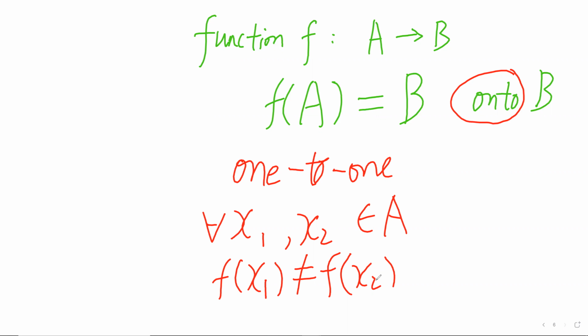If a function is both one-to-one and onto, then this function is called bijective, which means every element in A is uniquely mapped to an element in B, and every element in B is mapped by some element in A.